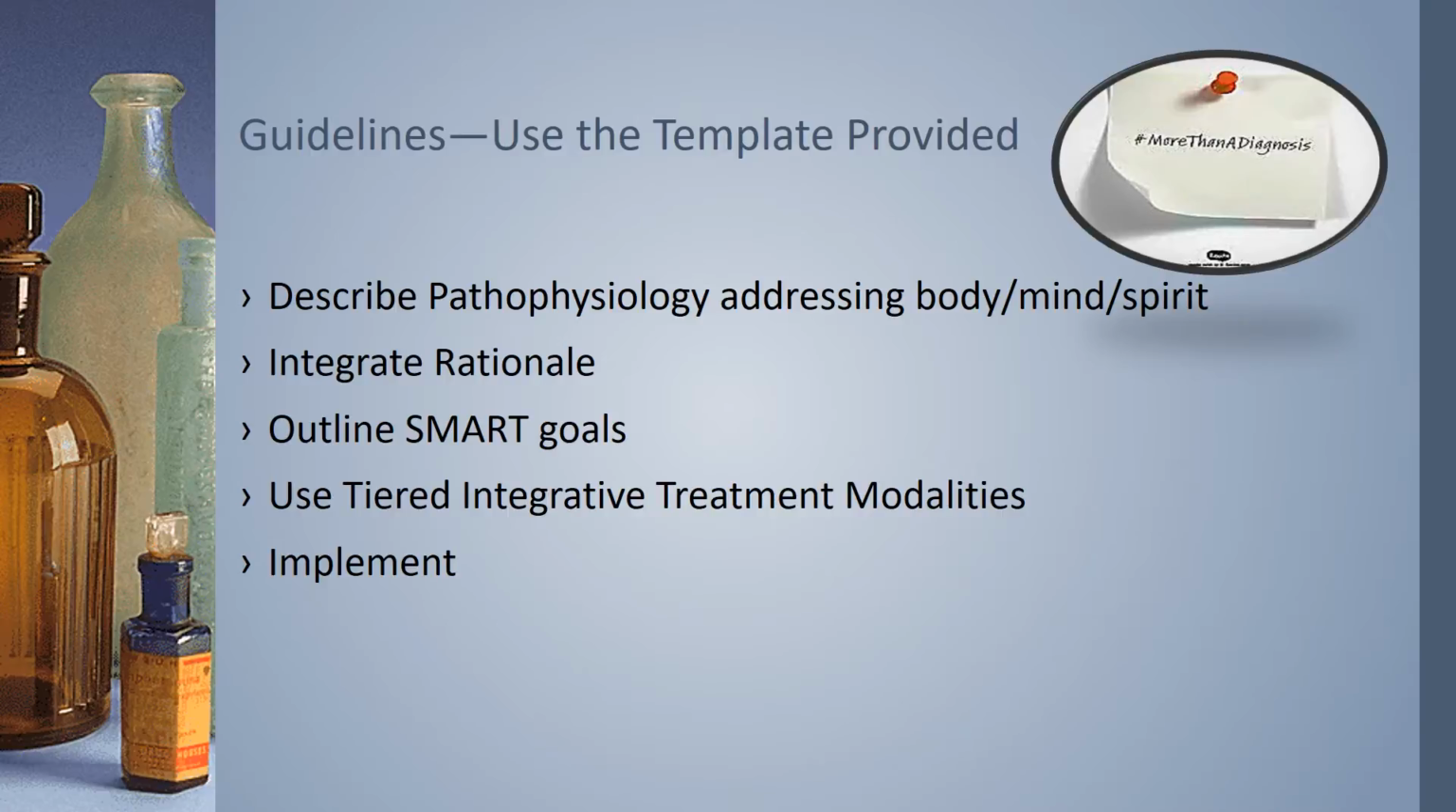Then you're going to outline general patient-centered SMART goals for the management of the symptom. You're going to have a total of 3 SMART goals. That's all you need to put in there. One for body, one for mind, one for spirit.